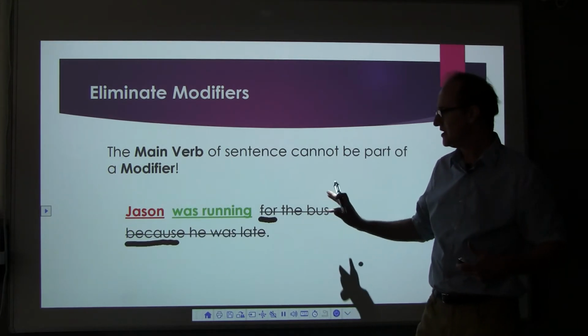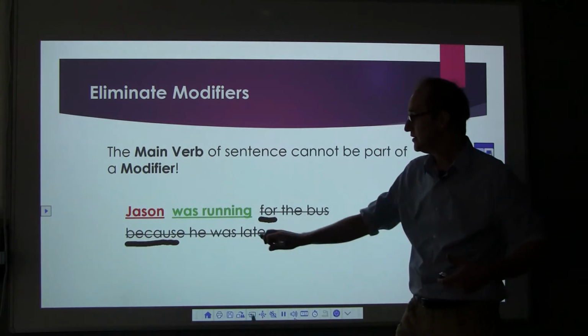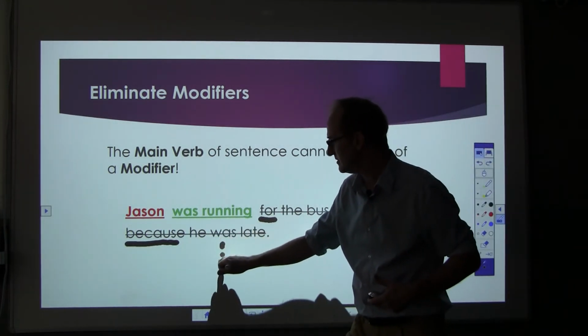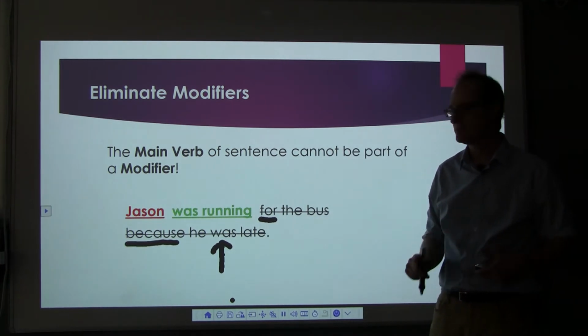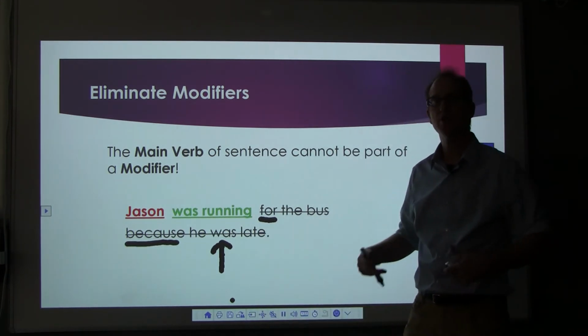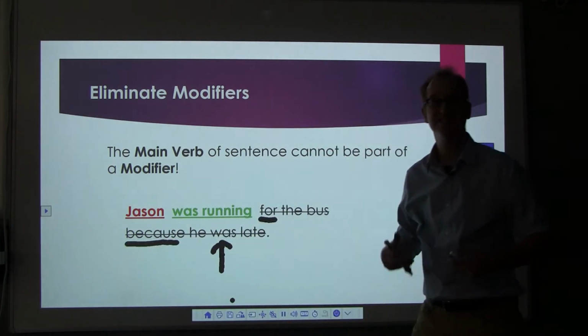modifiers because we know that they cannot have the main subject or main verb in it. Notice that the word was is a verb, but it's not the main verb of this sentence because it's part of a modifier. So when you're looking for the subject or main verb of a sentence, you can eliminate modifiers and it'll help you out.